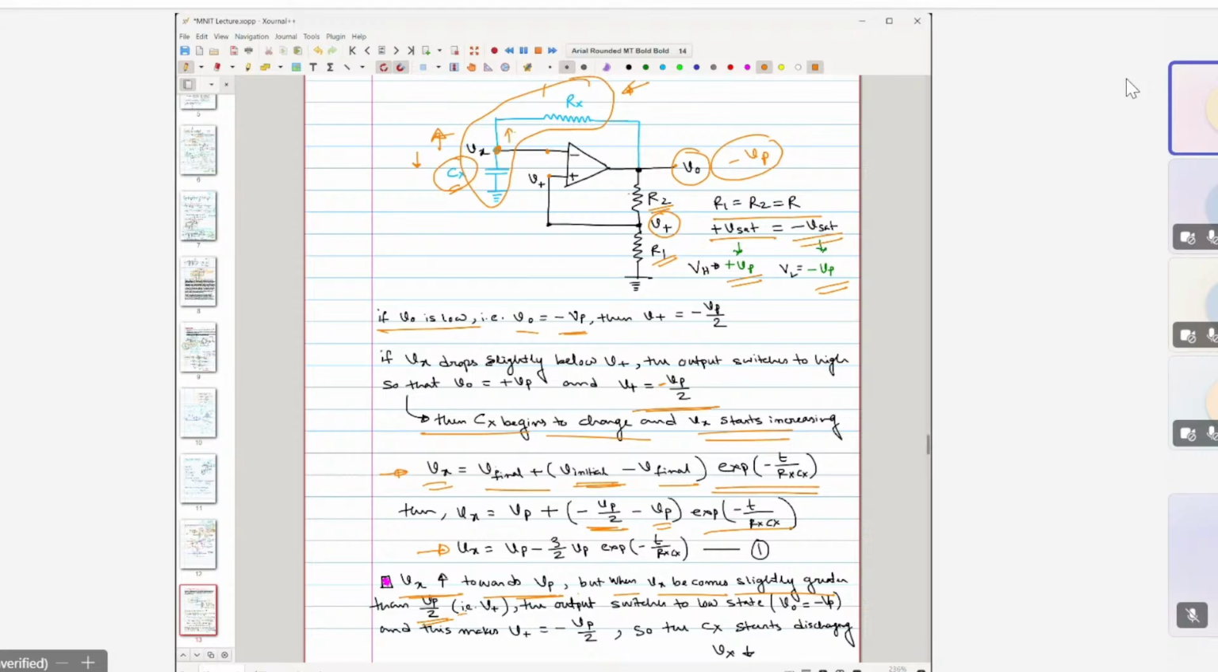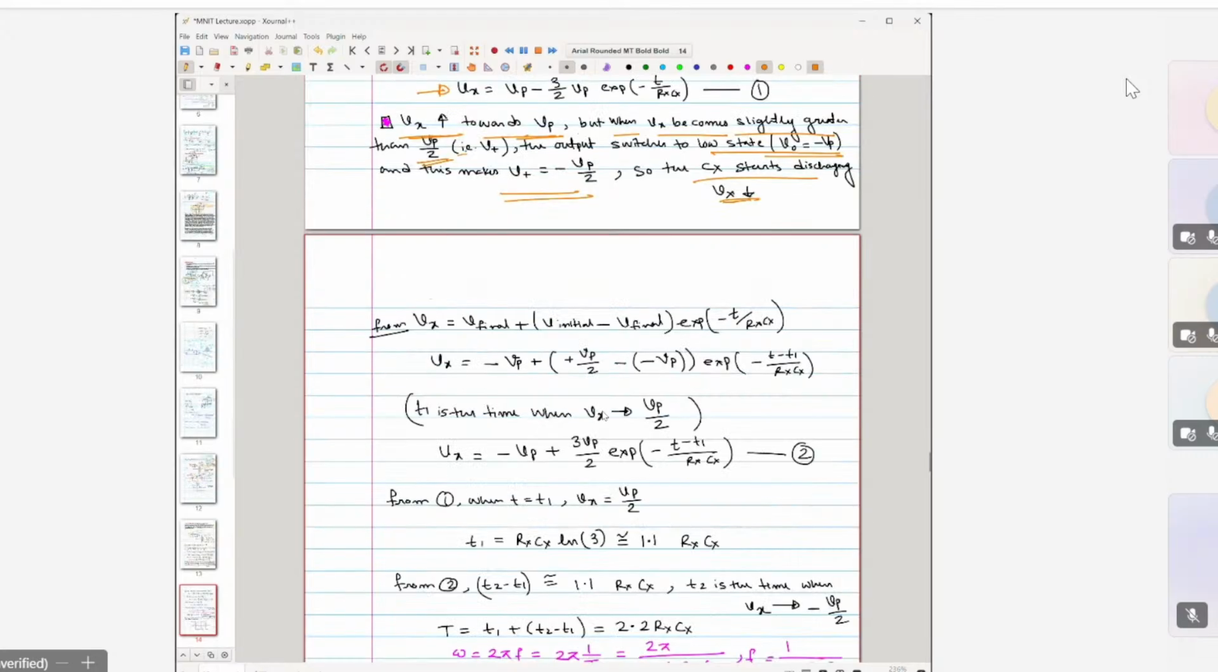Now when this Vx is rising, what is going to happen here? When Vx is rising towards Vp, when this Vx becomes slightly greater than this Vp by 2, then this output switches again back to the low state. Means now this Vp becomes equal to minus Vp, and this makes this output voltage equal to minus Vp by 2. So this Cx would start now discharging and this Vx would drop.